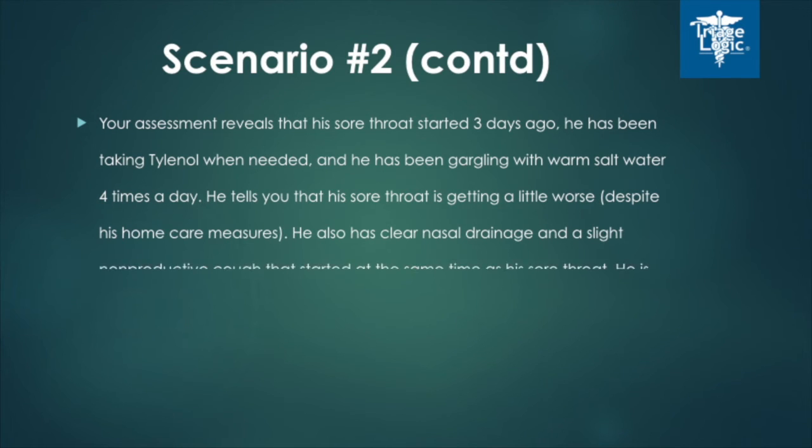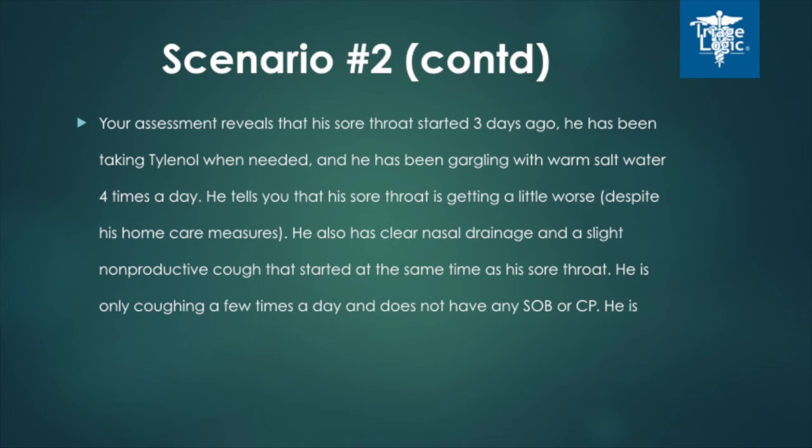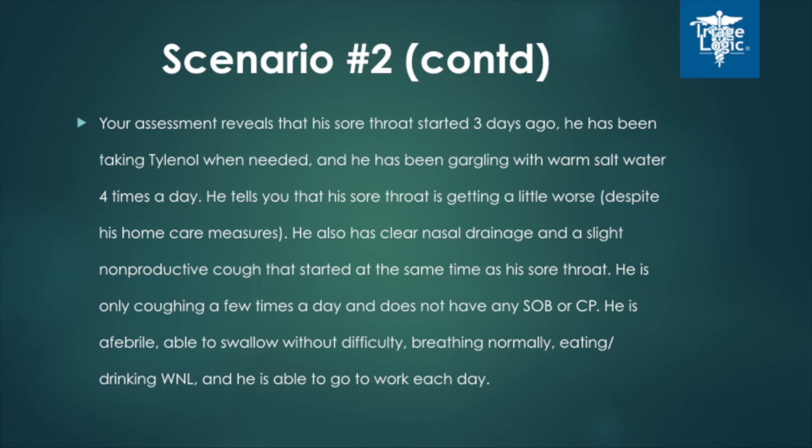He tells you his sore throat is getting a little worse despite his home care measures. Along with the sore throat, he has clear nasal drainage and a slight non-productive cough that started at the same time as the sore throat. He is only coughing a few times a day and does not have any shortness of breath or chest pain. He is afebrile, able to swallow without difficulty, and is breathing normally. He is eating and drinking within normal limits, and he's able to do his activities of daily living, such as going to work and working in the yard.